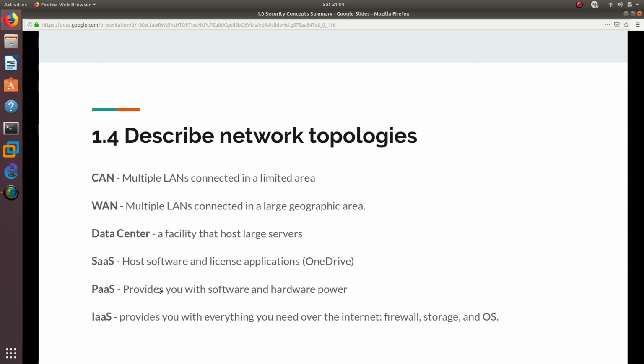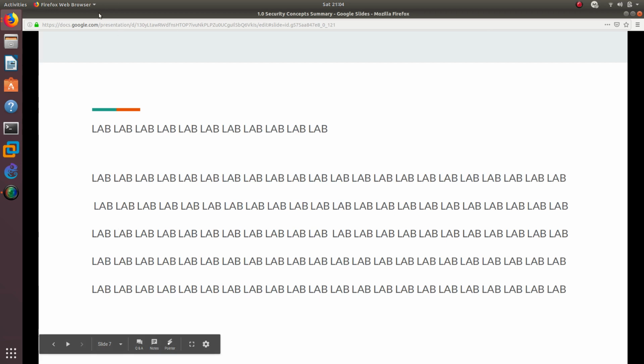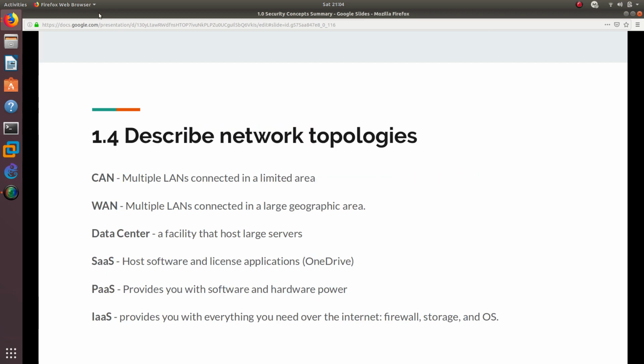Platform as a service provides you with the software and the hardware power that you need, and that's all it does. But IaaS, which is infrastructure as a service, provides you with everything you need over the internet, including firewall, storage, OS, everything you need to run a company. IaaS gives you that. And now we are done with this summary.